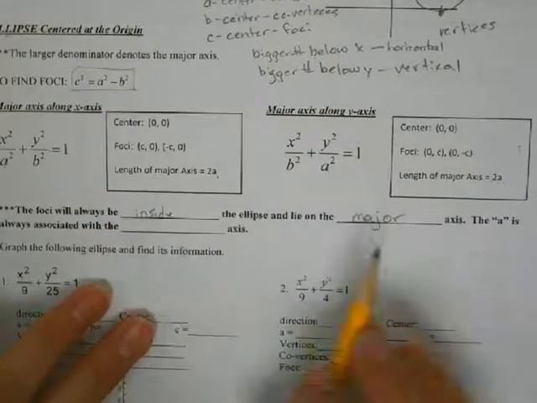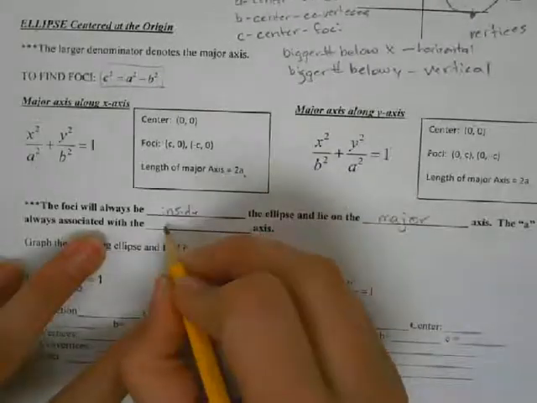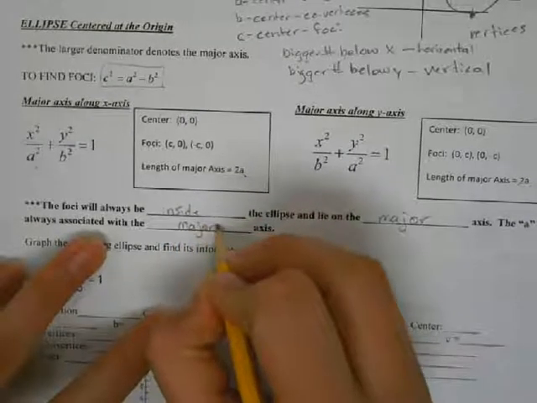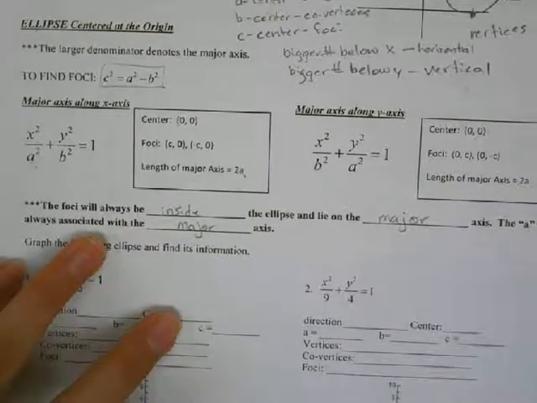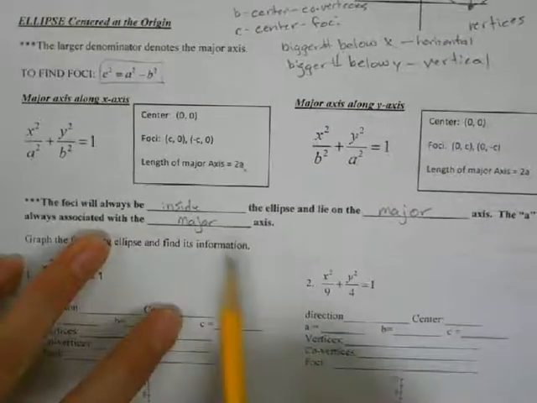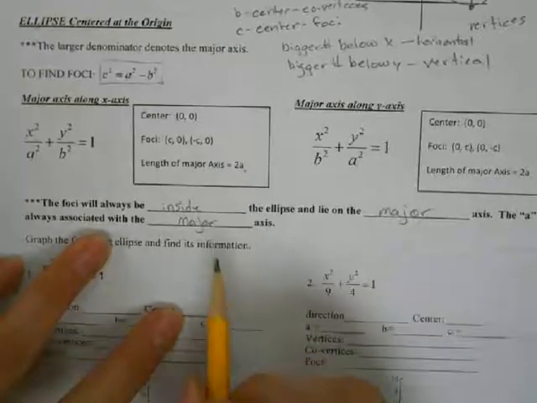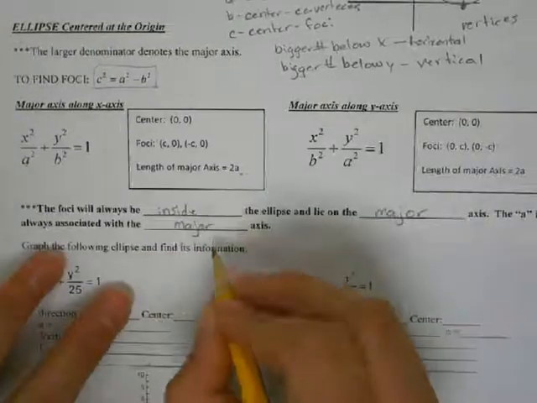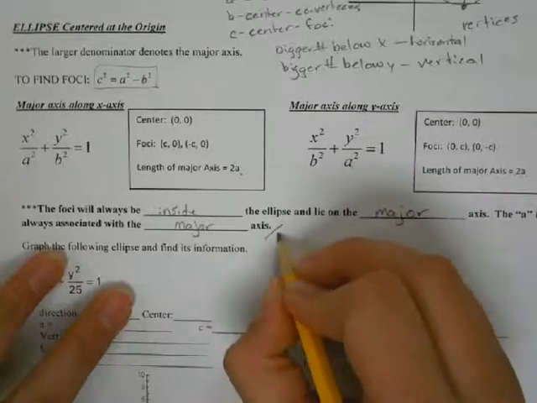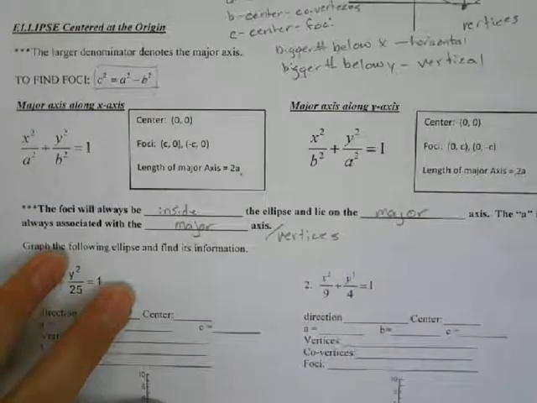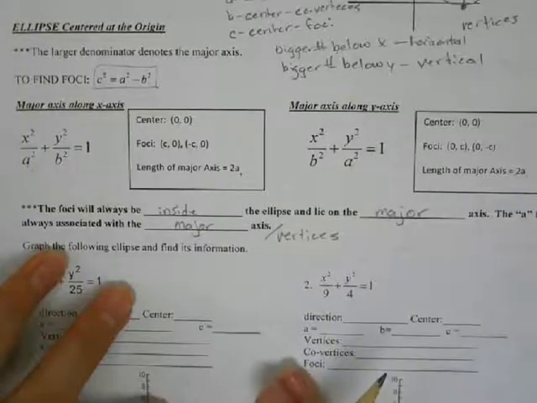Now the A is always associated with the major axis. This is true when we're going to do hyperbolas as well. The A is always associated with the major axis. Furthermore, that means A is always associated with vertices. So if you want to make a little note of that also, vertices will always go with A, co-vertices will always go with B.